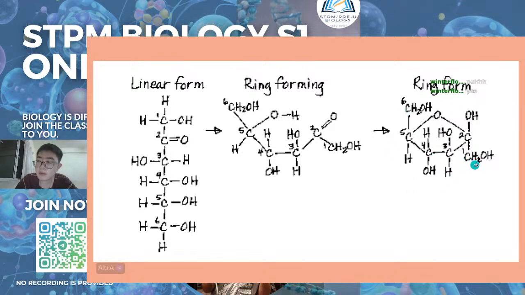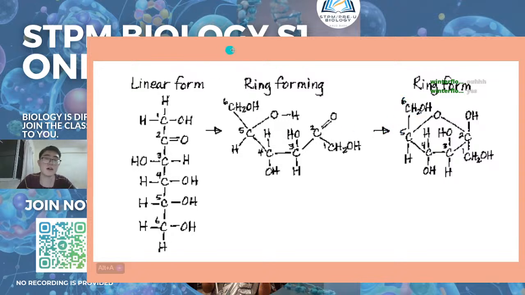Because C number 1, it is located here. C number 1. This is not C number 1, this is C number 2. If you count the number of carbon, C number 1 starts here. But for glucose, it starts here, right? But for fructose, it starts here. 1, 2, 3, 4, 5, 6.